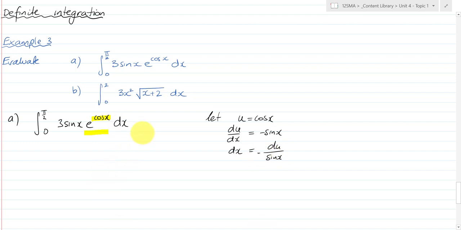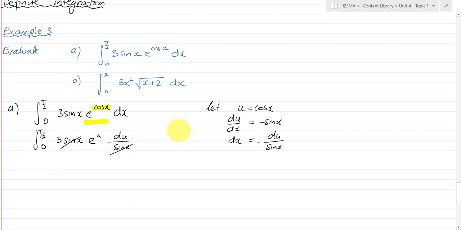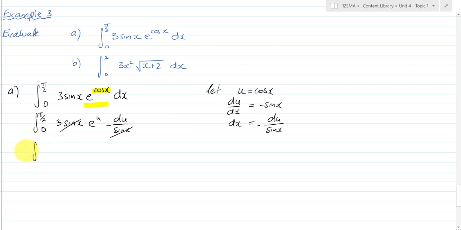Okay, now I'm going to swap out my dx. I'm also going to substitute out cos x for u, and we get something really lovely. 3 sin x e to the u times du over sin x, but of course that's negative. The sin x's cancel out. Isn't that nice? And we get, I'll take the negative 3 out the front, e to the u du between pi on 2 and 0.